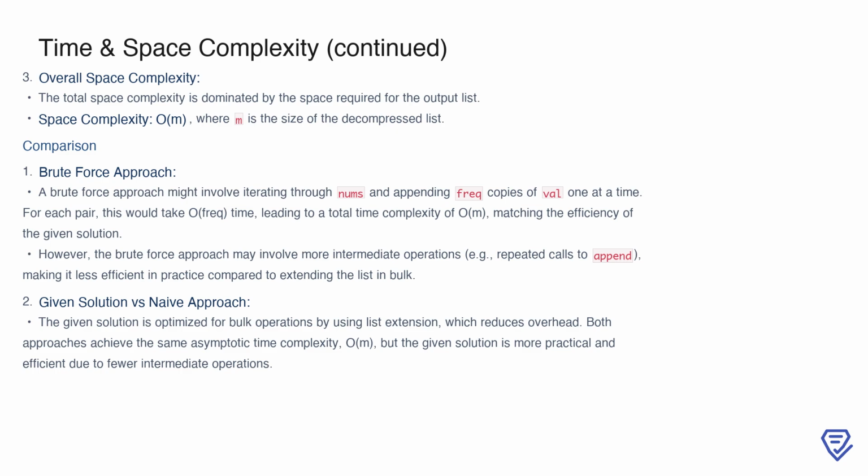list. To compare this solution with a brute force approach, consider what happens if we append frequency copies of val one at a time instead of using bulk list extension. While the time complexity remains O(M) for both approaches, the given solution is more efficient in practice because it performs bulk operations, reducing the overhead of repeated method calls. By creating and extending with a temporary list, the given solution minimizes intermediate operations, making it faster and more practical while maintaining the same asymptotic efficiency.